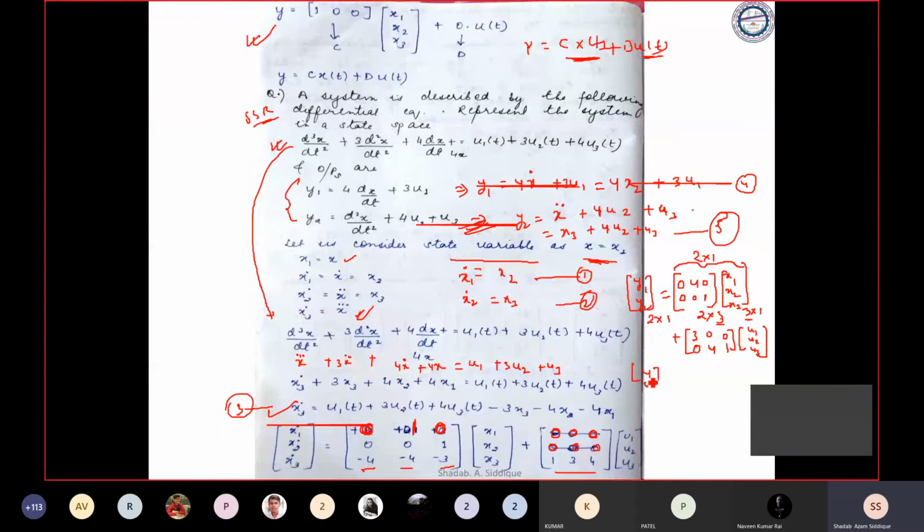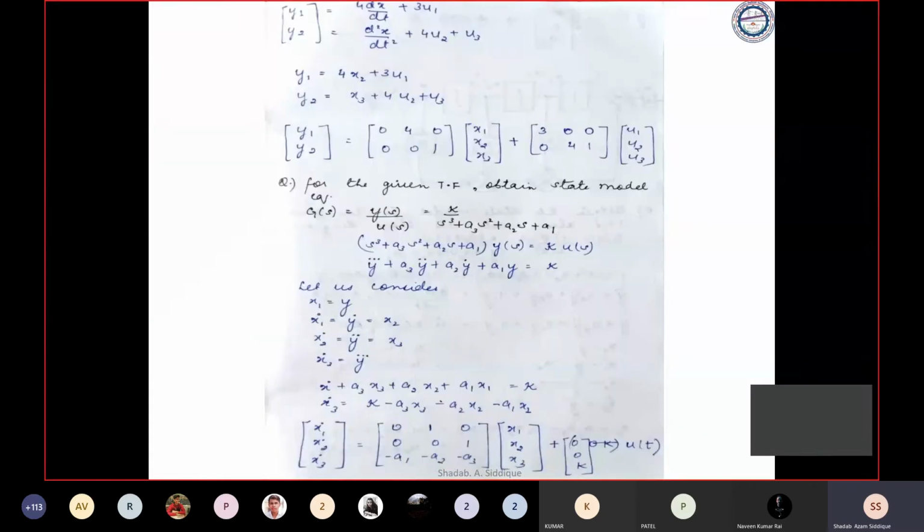So that is in the form of y is equal to Cx of t plus Du of t. That is the form of the output equation. I hope you are familiar with this, which is why it is written here. Okay, so you can go through this.